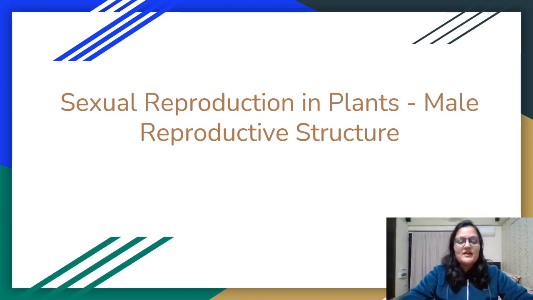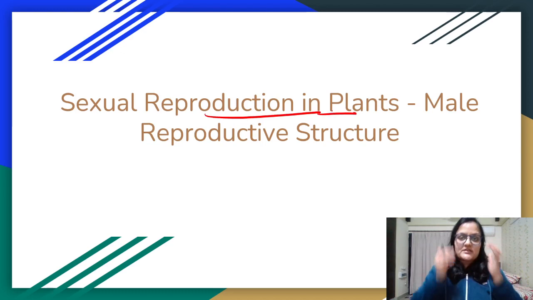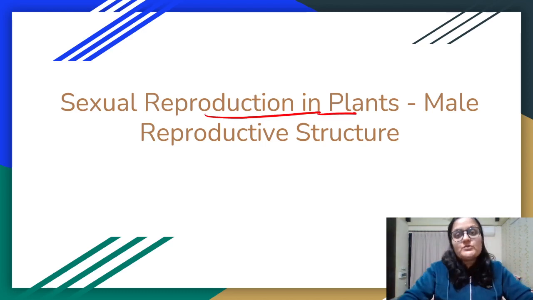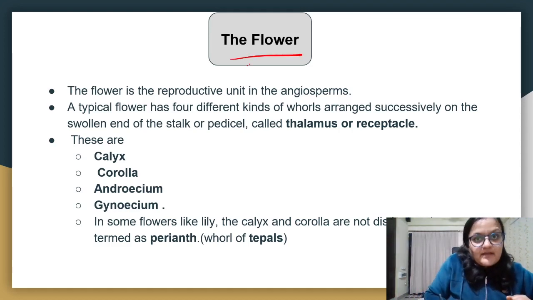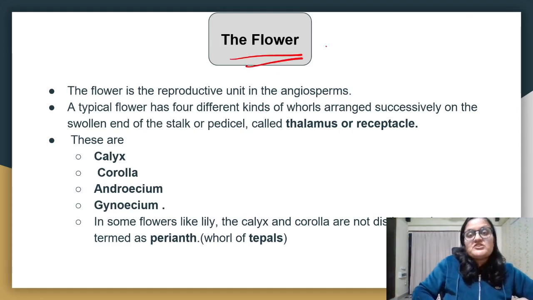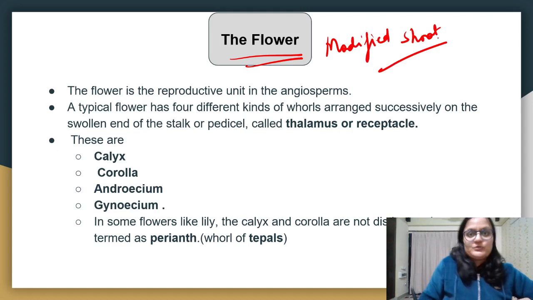Hello everyone. In this video, I'm going to teach the male reproductive structure of plants. When we see sexual reproduction in plants, the reproductive organ is the flower. The flower is the reproductive organ, which is a modified shoot.